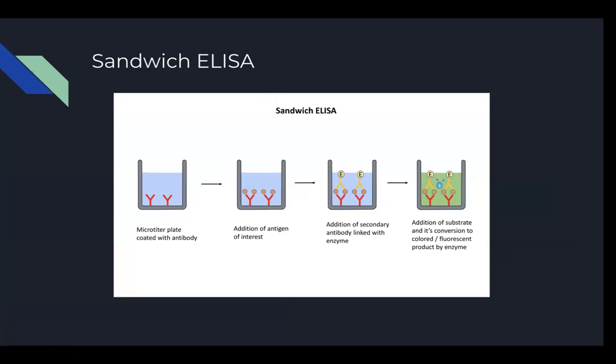Basically, you take a plate and coat it with the antibody, you have the antigen that's specific to that antibody, and then a secondary antibody like the other ones. And then you add the substrate, and again there will be a fluorescent product made by the enzyme. So that's pretty much it for the presentation.